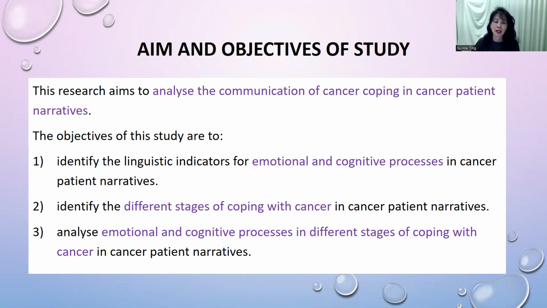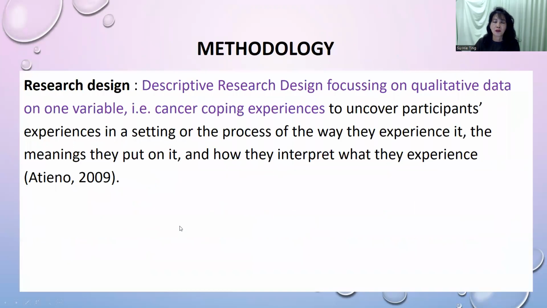The objectives of my study are to, number one, identify linguistic indicators for emotional and cognitive processes in the narratives. Number two, to identify the different stages of coping with cancer. And number three, to analyze the connection between the two, whether certain processes are more prominent in some stages of coping with cancer. With that, let me share with you some important details about the method of my study.